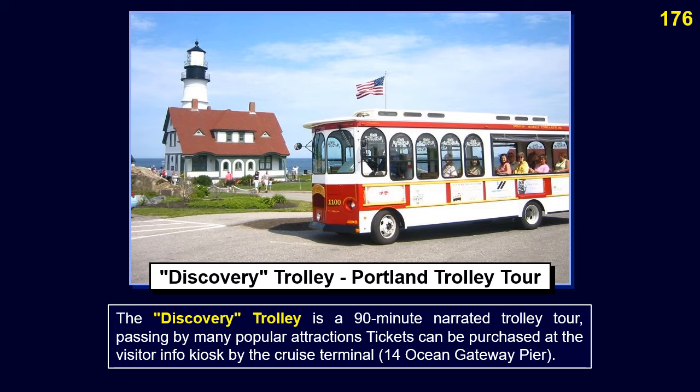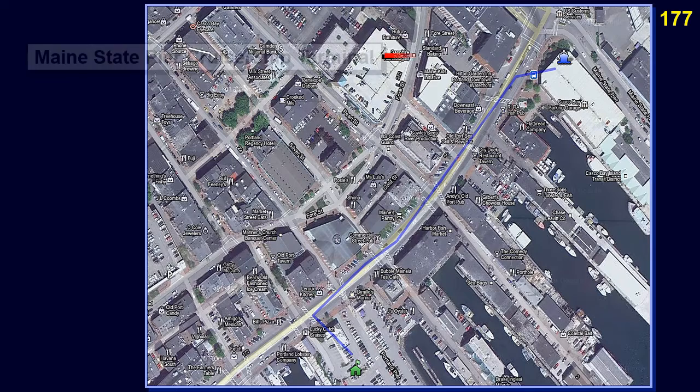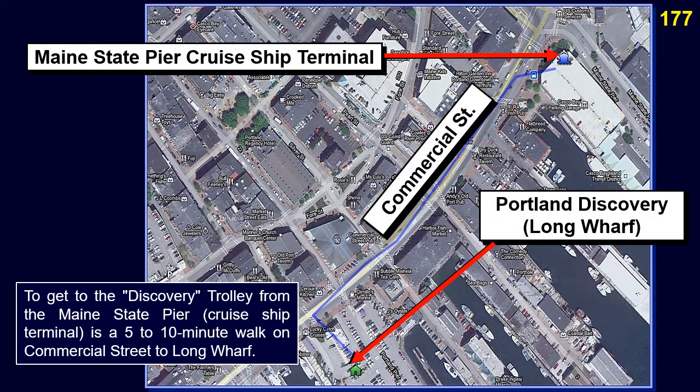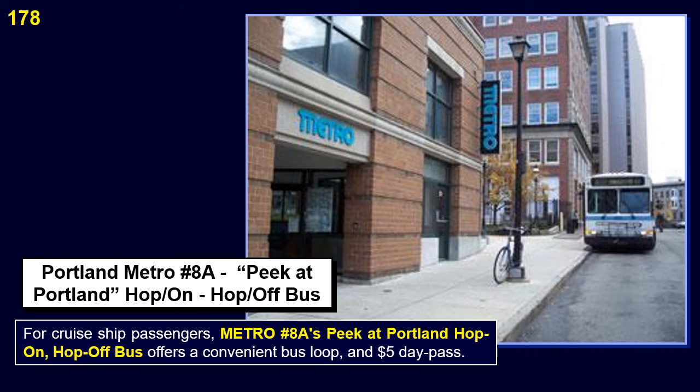Passing by many popular attractions, tickets can be purchased at the Visitor Info kiosk by the cruise terminal at 14 Ocean Gateway Pier. To get to the Discovery Trolley from the Maine State Pier Cruise Ship Terminal is a 5 to 10 minute walk on Commercial Street to Long Wharf. For cruise ship passengers, Metro number 8A's peak at Portland Hop-On Hop-Off bus offers a convenient bus loop and a $5 day pass.